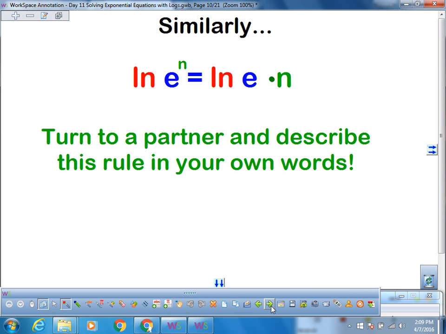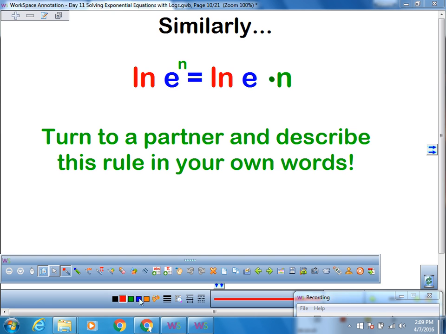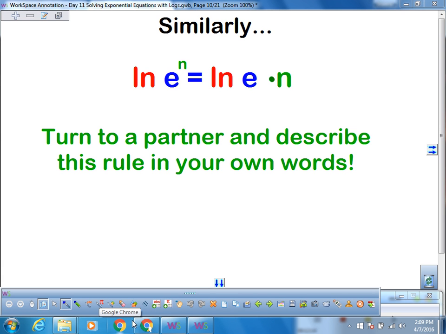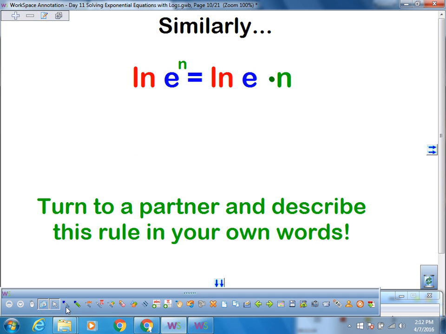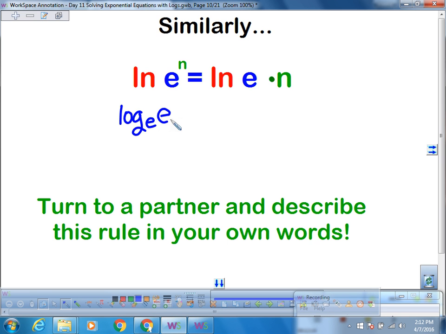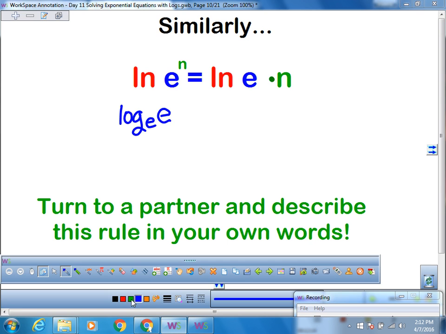You want to go back, wake up late at night, don't have anything else to do? All right, so similarly, natural log e to the n, there's another property in here. Isn't ln really log e to the e? I'm going to say that's just n. Why would I say that?